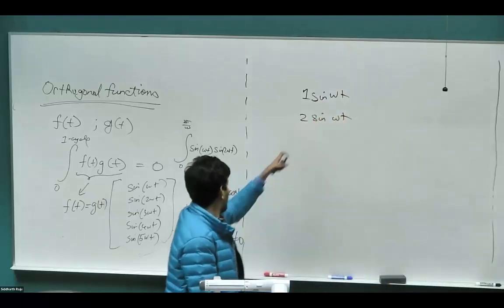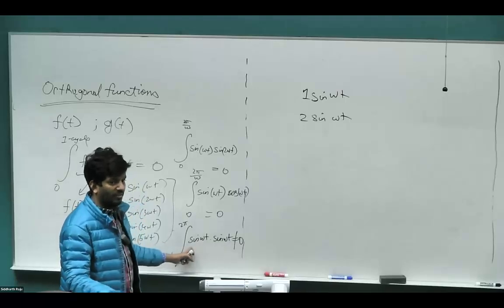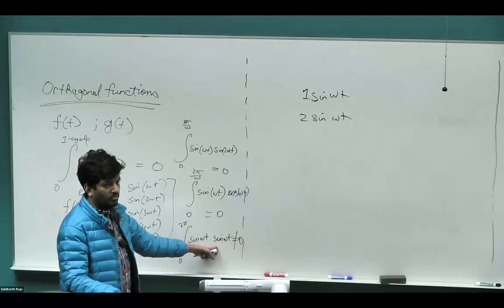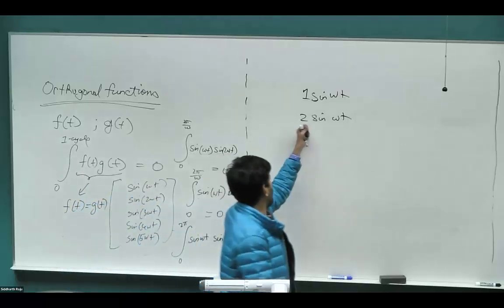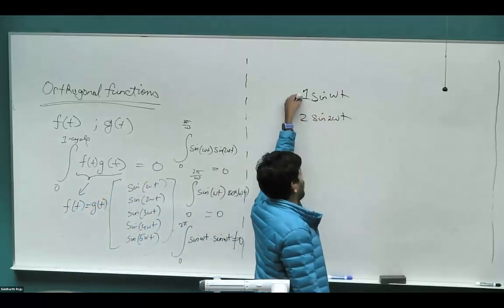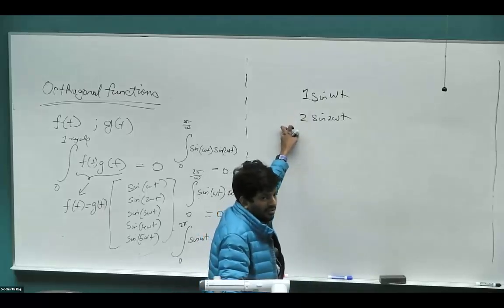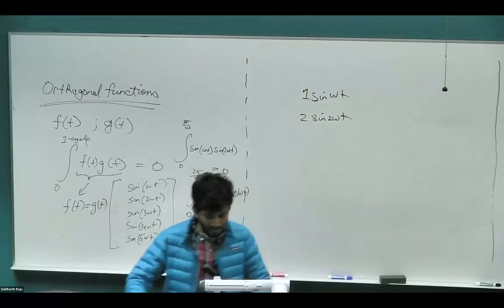If you had sine omega t and the other one was sine omega t, this would not be 0, because again I laid down the constraint here: sine omega t times sine omega t. So this won't be 0. But if you had, say, 2 sine 2 omega t, irrespective of what magnitude you put in the front, it will be 0. Right? So there's a very easy way of visualizing this.